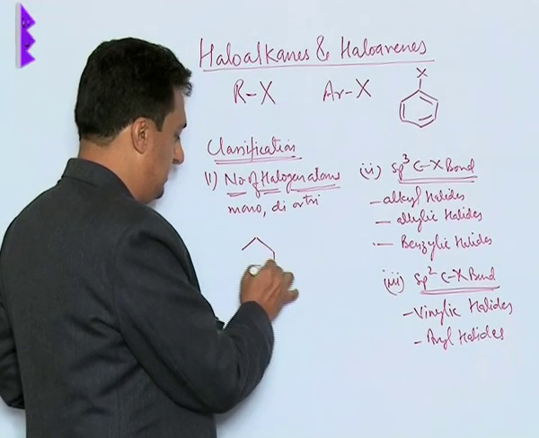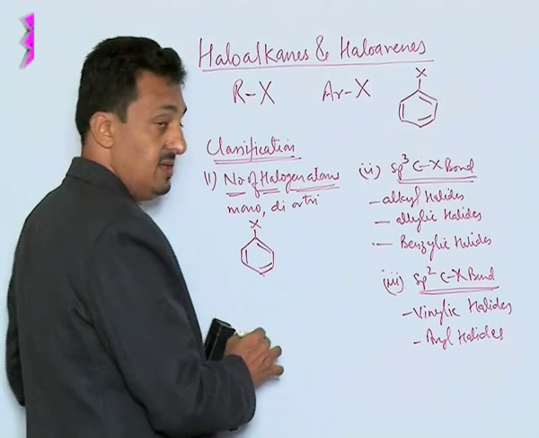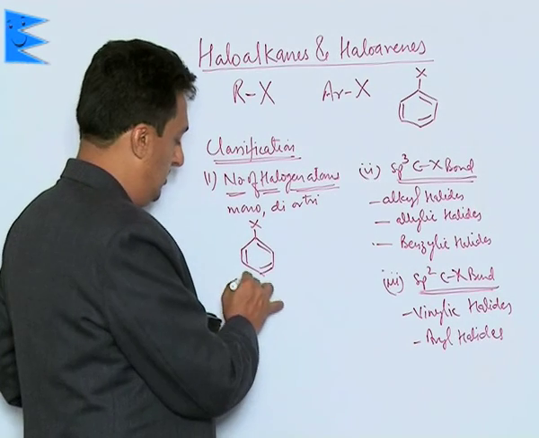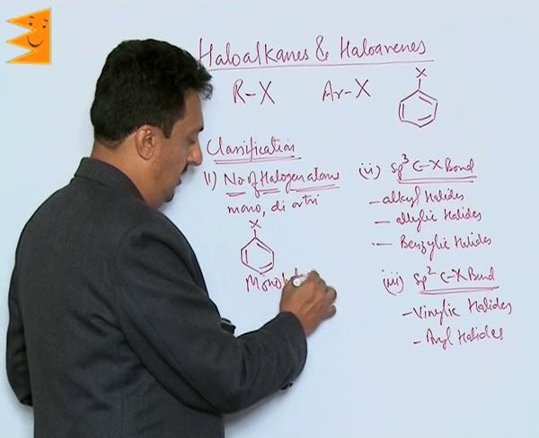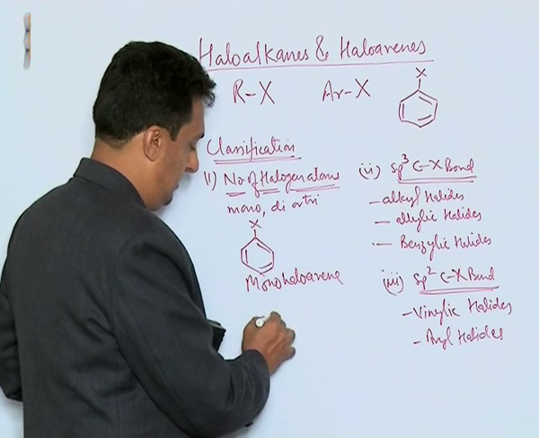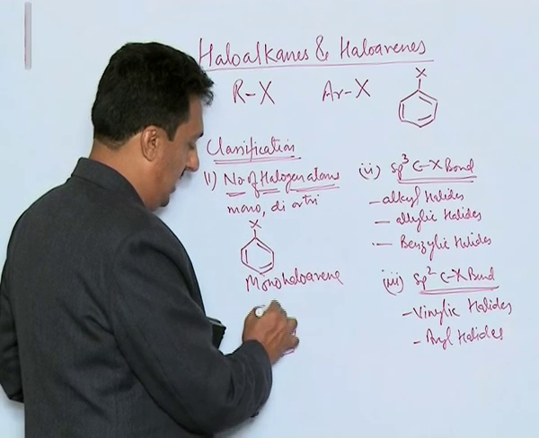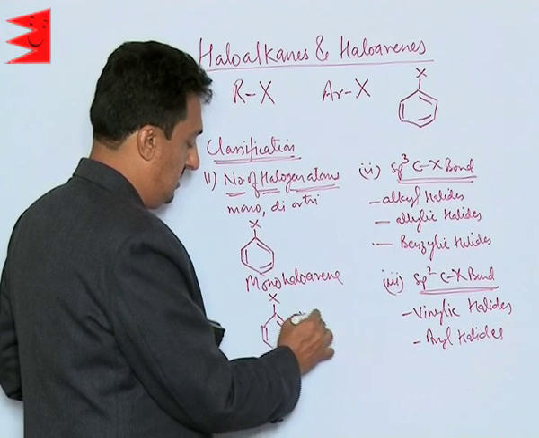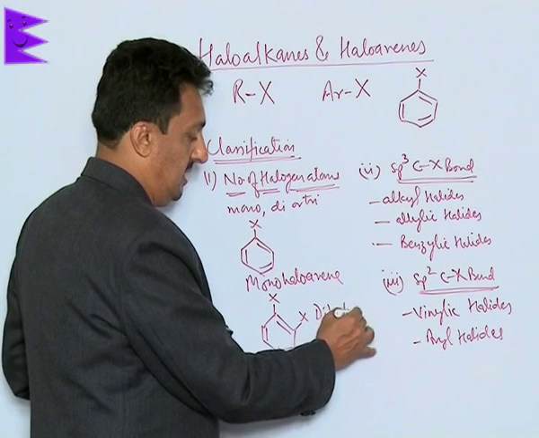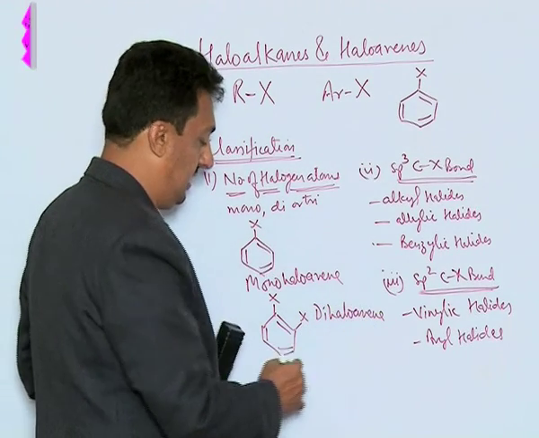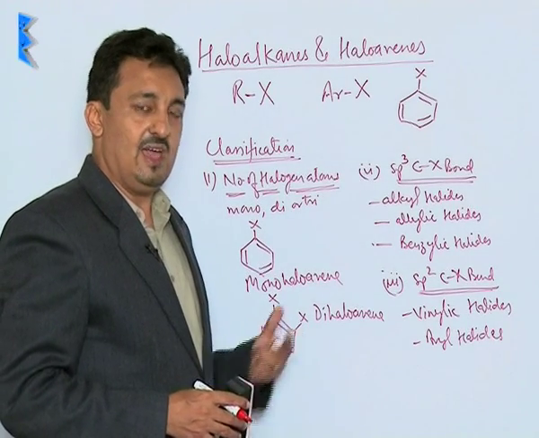Like if a benzene contains only one halogen, it is called monohaloarene. If it contains two halogens, it's called dihaloarene, and if it contains three, it will be called trihaloarene, and so on.